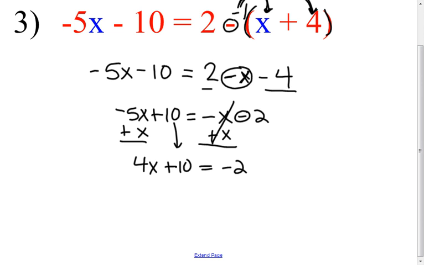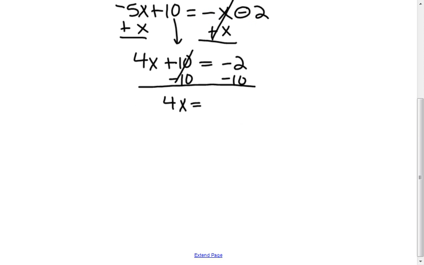Then I want to isolate the things with an x in it, so I need to move this 10 over. It's added, so I will do the opposite, which is to subtract it. Then I will have 4x equals negative 2 minus 10, or negative 2 plus a negative 10, if you want to think about it like that, is negative 12. And then, of course, it's 4 times x. I will do the opposite of times, which is to divide. And x will be negative 3.